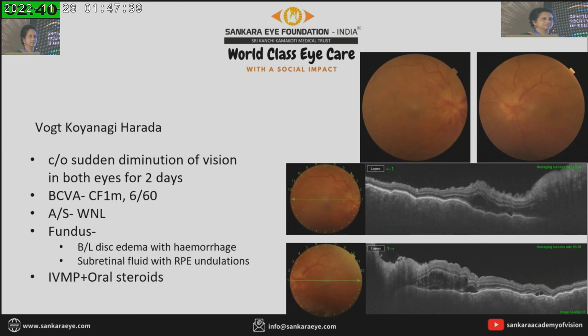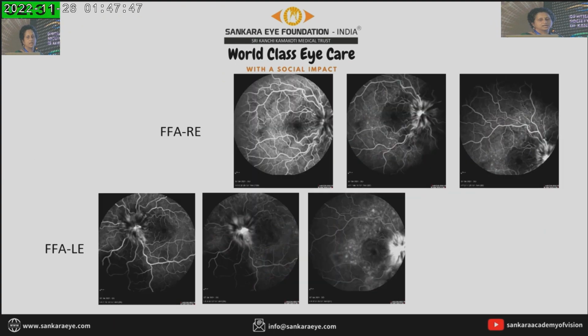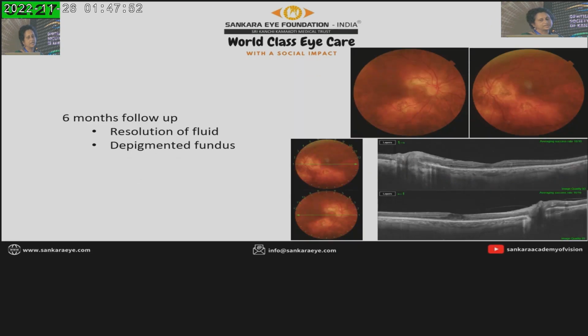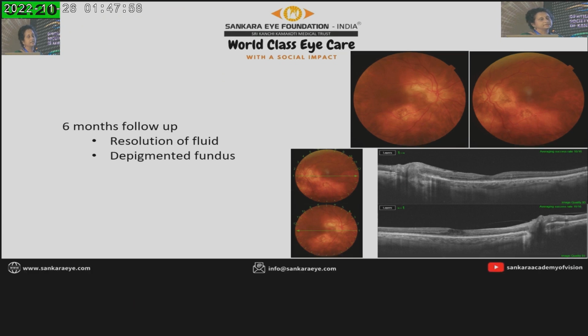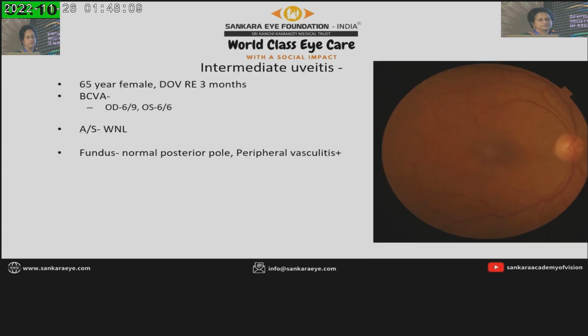Then another classic case, Vogt-Koyanagi-Harada disease. There's a patient who also came with complaints of decreased vision. The OCT shows characteristic features of VKH. And the fundus fluorescein angiography also shows it's a case of VKH. In VKH, sometimes, if the bilateral serous exudative detachment is very severe and the reaction is very severe and the vision drop is too much, we might have to start them on intravenous methylprednisolone as a pulse dose therapy followed by oral steroids. This patient is on treatment. You can see the deep pigmented fundus.